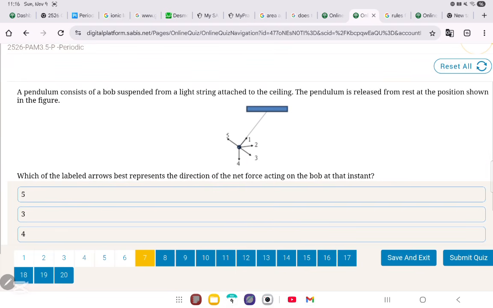A pendulum consists of a bob suspended from a light string attached to the ceiling. The pendulum is released from rest, okay, at the position shown in the figure. If it's released from rest and it's like this, think of it logically, the pendulum for sure is going to swing. So if it's swinging, that means the velocity is changing, and if the velocity is changing, that means we're having what? We're having acceleration, okay?